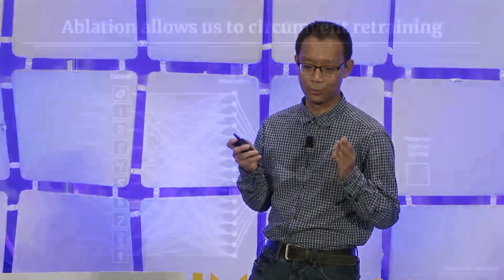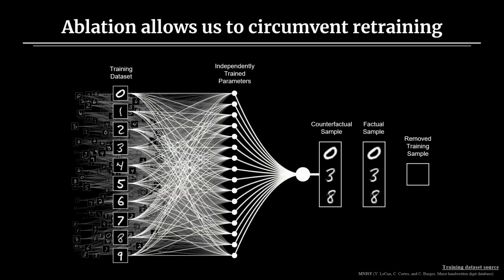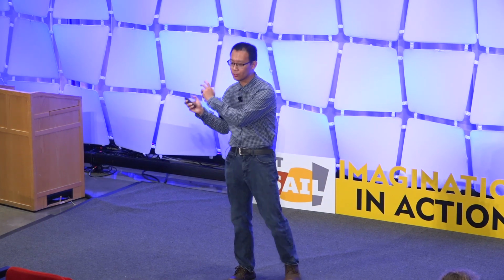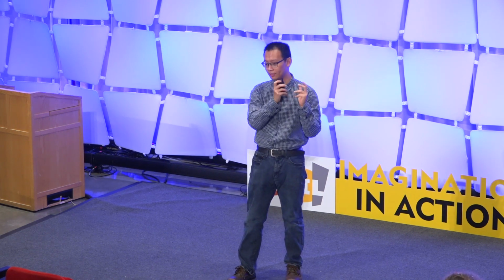So the way we can do that is through ablation. Ablation allows us to circumvent retraining. And I do want to explain how this works, so I'm going to get a little technical for a moment here. What we're doing here is, instead of training one single model on the entire training set, we train these little parameter groups that are independently trained on different subsets of the training data sets.